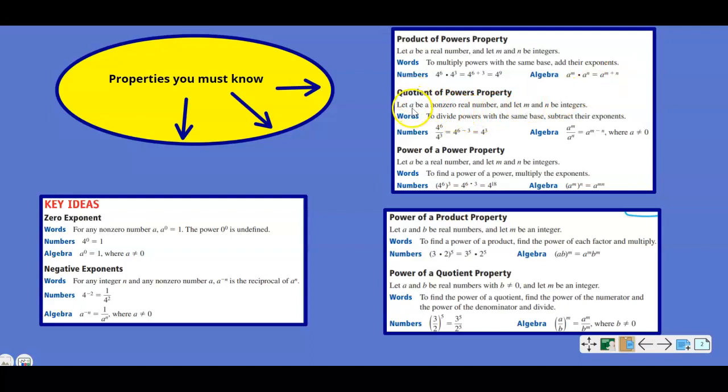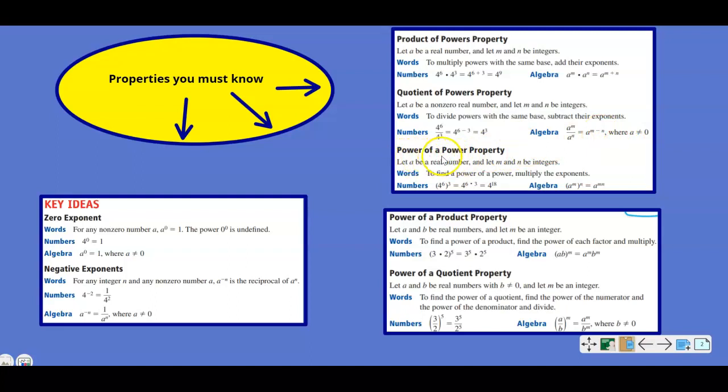Quotient means divide. Let a be a non-zero real number and let m and n be integers. To divide powers with the same base, subtract their exponents. Product powers, same base. Quotient powers, same base. It's important to remember that you do have to have the same base. So if you have 4 to the 6th divided by 4 to the 3rd, keep the base and subtract your exponents when you divide. So it'd be 6 minus 3; you always subtract from top to bottom. Algebraically, a to the m over a to the n equals a to the m minus n power, where a is not equal to 0.